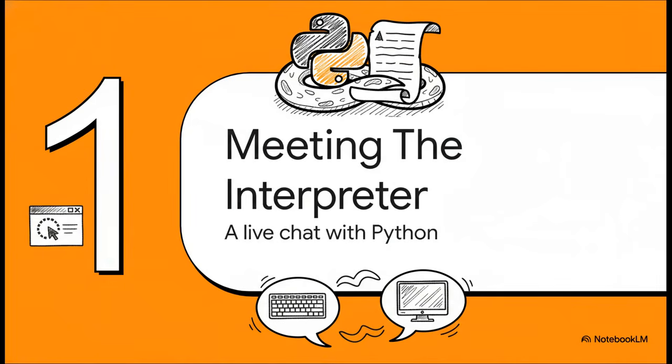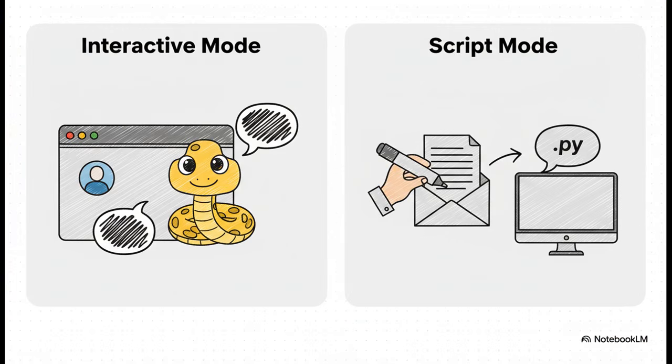So, first things first, let's properly meet the Python interpreter. The best way to think about it, really, is like a live chat. See, there are two main ways to get Python to do things. You can write a whole list of instructions in a file and hand it over, or you can do what we're doing today, have a real-time back-and-forth conversation. And here they are, side by side.